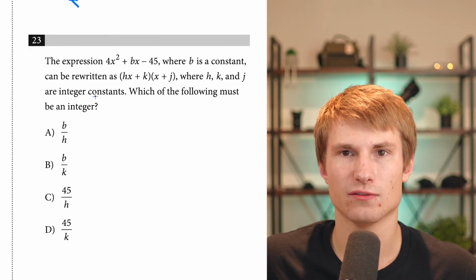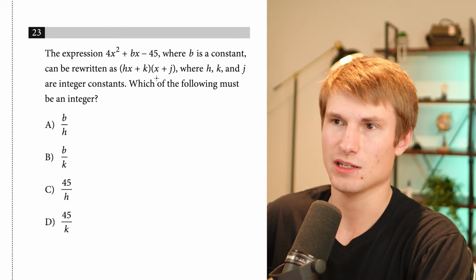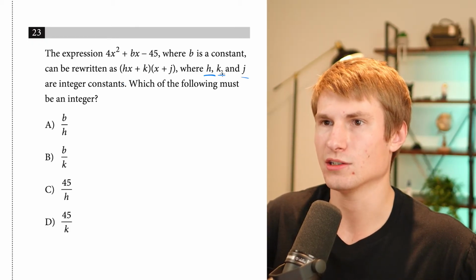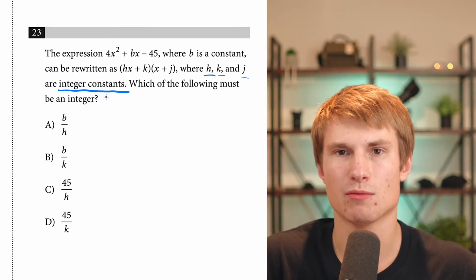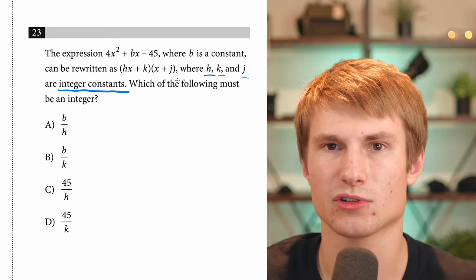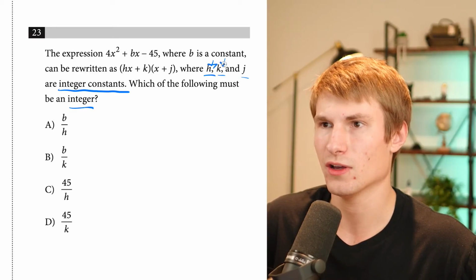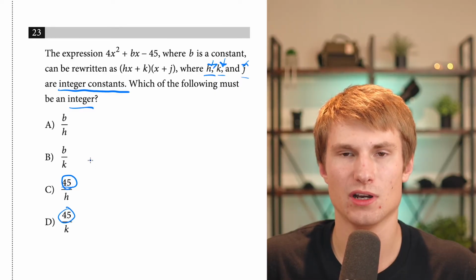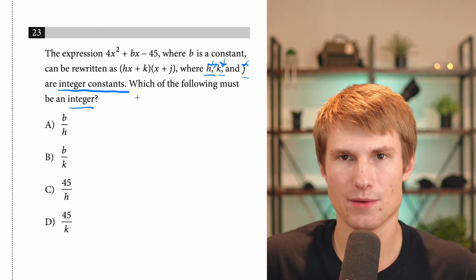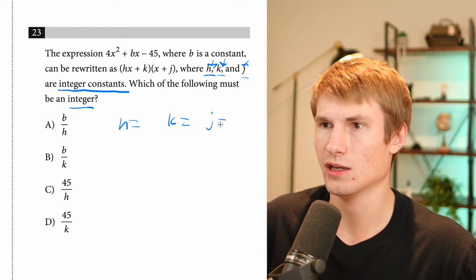We've got the expression 4x squared plus bx minus 45, where b is a constant, can be rewritten as hx plus k times x plus j, where h, k, and j are integer constants. Anytime you're told something is an integer, positive, negative, maximum, minimum, always pay attention to it. In this case, we have integer constants. Which of the following must be an integer? More than likely, we're probably looking at it being the value of h, k, j, or some sort of constant number like 45 being divided by a number that we know, and that ending up to be an integer. So with that being said, let's go ahead and solve for h, k, and j.